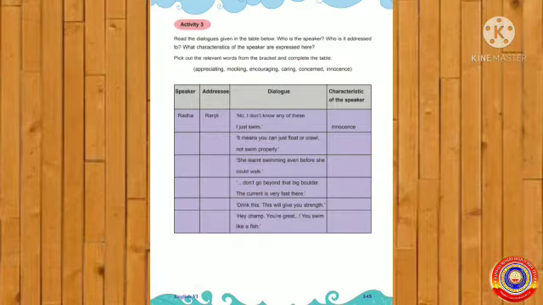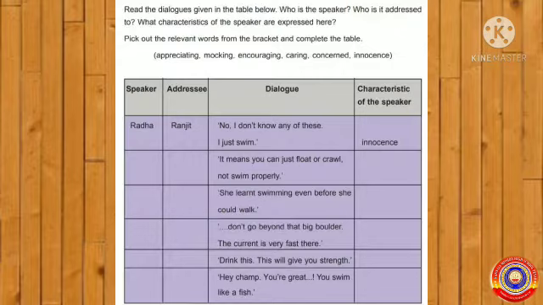Now all of you take page number 145. Look activity 3 and read it. Read the dialogues given in the table below. Who's the speaker? Who is it addressed to? What characteristics of the speaker are expressed here? Pick out the relevant words from the bracket and complete the table. Now all of you read the words given in brackets. Appreciating, mocking, encouraging, caring, concerned, and innocence.